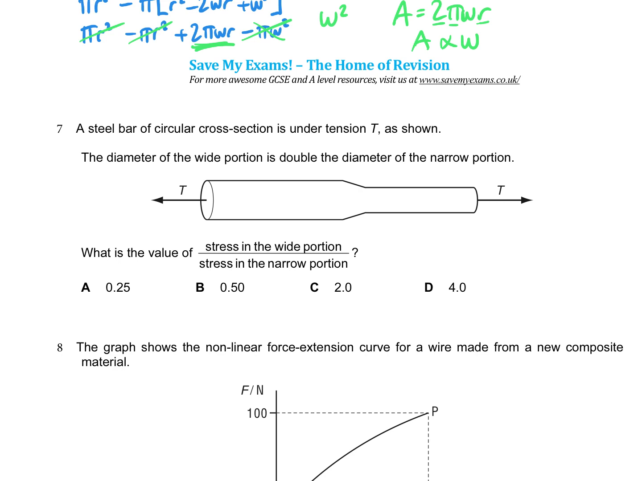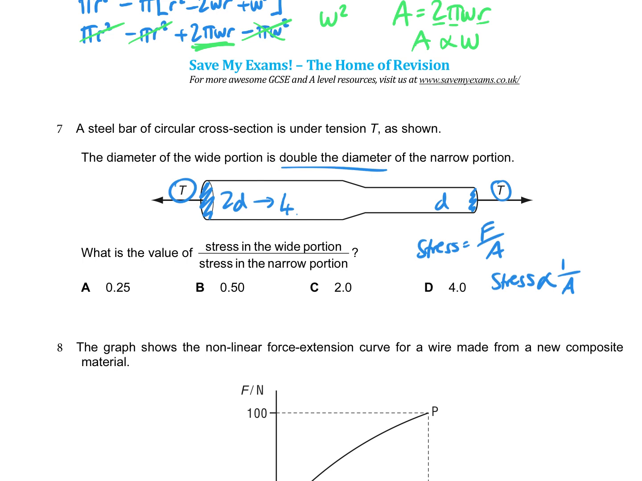In this question, we want the ratio of the stress in the wider part, so this part here, to the thinner part there. A reminder that stress is force over area. And you see that both are experiencing the same force. So we need to realise the idea that stress is inversely proportional to area. Now, if we double the diameter, so this is 2d, this is d, we're going to have 4 times the area here compared to here. That's cross-section area, that part there.